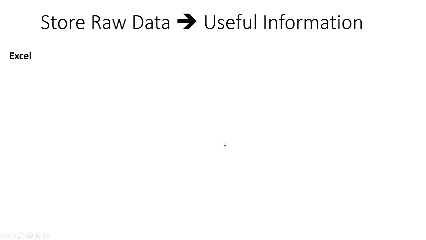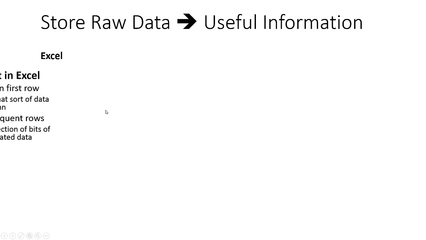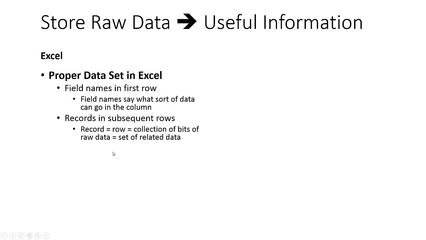Storing raw data to useful information. We actually want to go back and look at a file here in just a moment. We want to remind ourselves about what we did in Excel. We always talked about a proper data set in Excel. Remember, field names at the top and records in subsequent rows. Well, it's going to be the exact same in Access in our database. We're going to have field names and then records and rows. And remember, field names are important because a field name says what sort of data gets to go in the column, whether it's a date or a name or an ID.